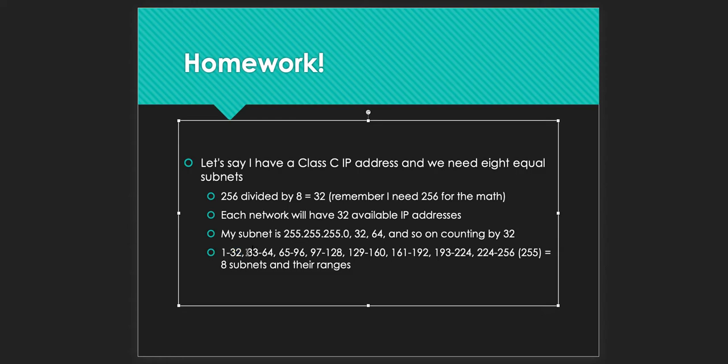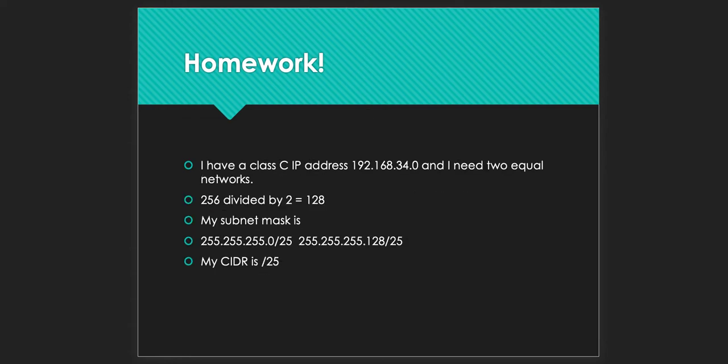1 through 32, 33 through 64, and then my subnet, 255.0, IP address 1 through 32. So we have 8 subnets and their ranges. Sometimes you'll see that when you're dealing with IP addressing as well. All right, Class C IP address. I need 2 networks. So 256 divided by 2 is 128.